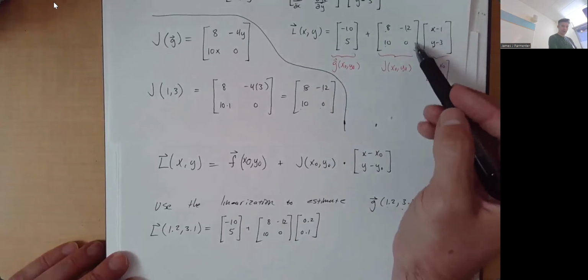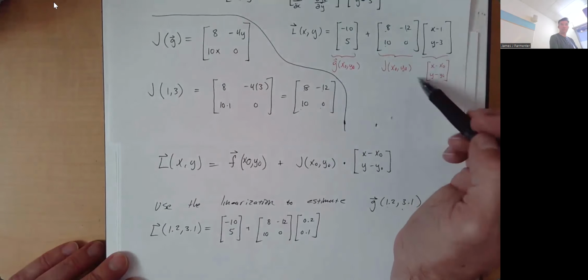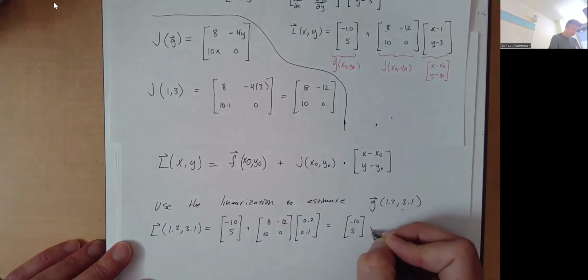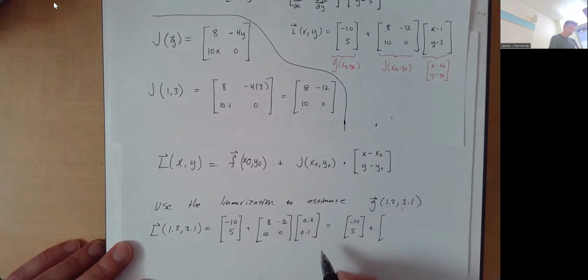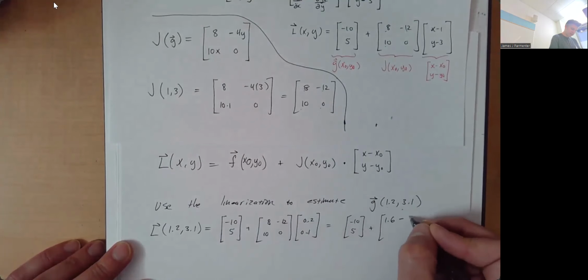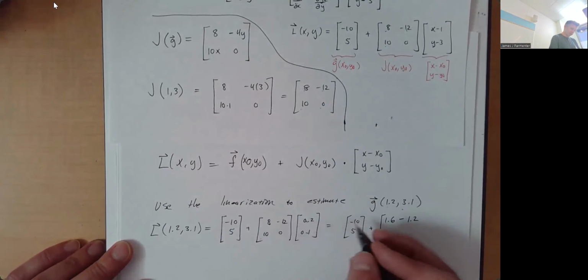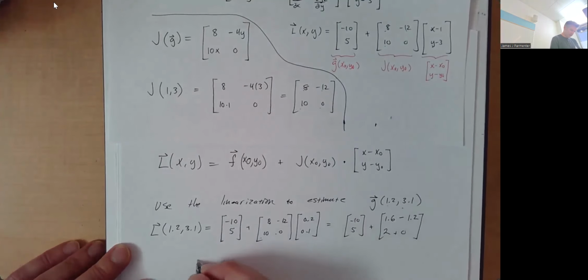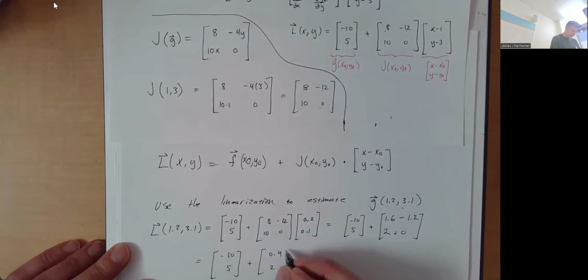Right, I'm looking right there to plug in my x and my y value. And now I'm going to multiply it out. I'm going to get negative 10, 5 plus 8 times 0.2 is 1.6. Negative 12 times 0.1 is minus 1.2. And then 10 times 0.2 is 2. And 0 times 0.1 is 0. So I'm going to get negative 10, 5 plus 0.4, 2.